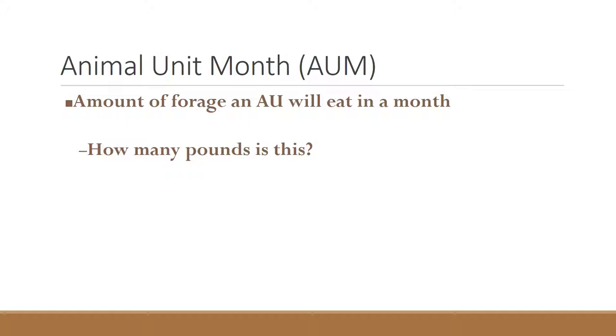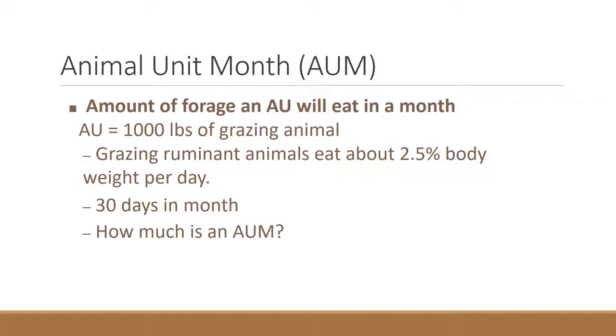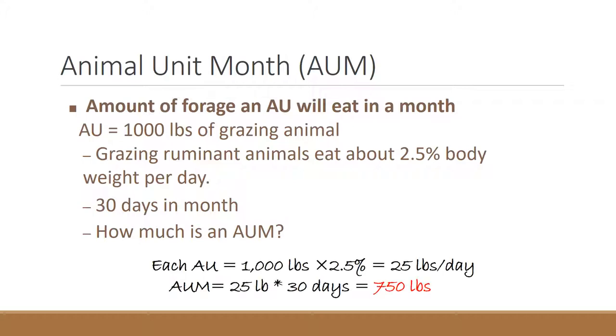So the amount of forage that an AUM is could be calculated from that. So how much is that? Well, 1,000-pound animal times 2.5% body weight is 25 pounds a day. 25 pounds times 30 days in a month is about 750. So in this class, we're going to talk about an animal unit month as being 750 pounds.